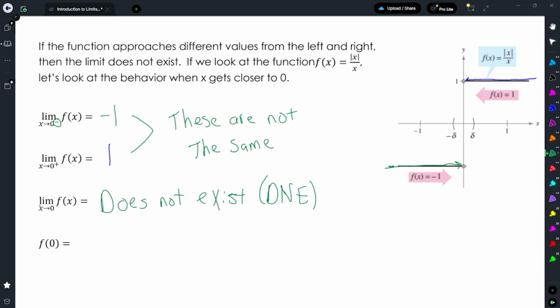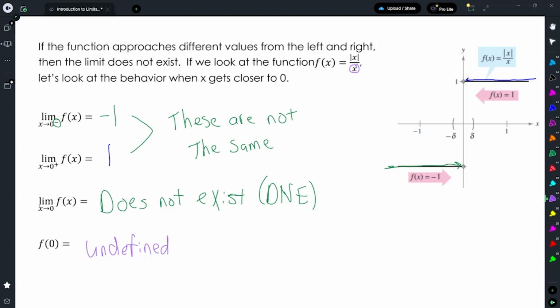Now the last part, f of 0. So what is the y value when x is 0? Well, that doesn't exist. There's no value for that, because substituting in 0 for x gives us a 0 in the denominator. So it is undefined. So you really need to understand the different notation and what's being asked, because there's 4 different answers here and they all have to do with x being 0.